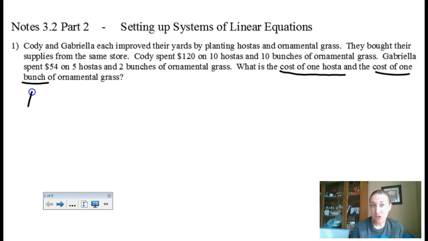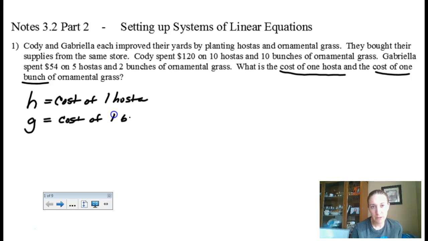For instance, H could represent what? Now this is where a lot of kids get this wrong. They're going to say H represents hosta, and I'm going to go, what about the hosta? The price, the number, how tall is it, how many are in a bunch. So the idea is, since the question said what is the cost of one hosta, that is what H is going to represent. It's the cost of one hosta plant. Then for the cost of one bunch of ornamental grass, any variable you want, I'm going to go with G, and that is going to represent the cost of one bunch of ornamental grass.